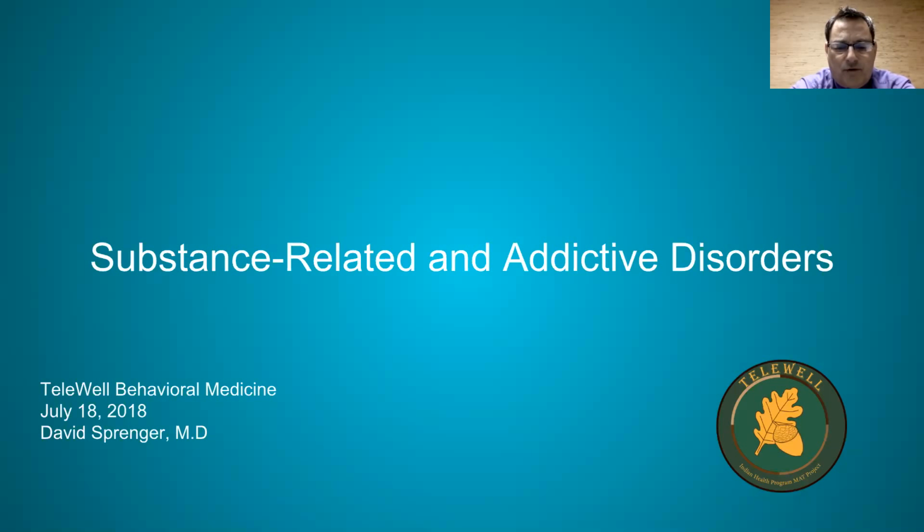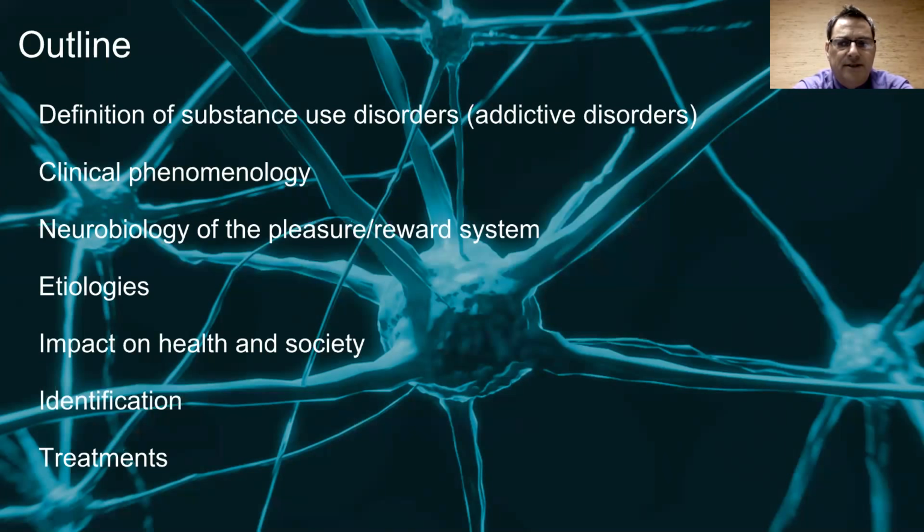This is a brief overview of addictive disorders, and really it's going to be kind of a conceptual presentation. We're not going to be diving too deeply into any particular addictive disorder, but it's going to be discussing primarily the definition of addiction writ whole. Going to talk some about clinical phenomenology. We'll talk about the neurobiology of the motivation and reward system upon which the pathophysiology of addictive disorders is built. We'll talk about etiologies, go on to a little impact on health and society, identification and treatments.